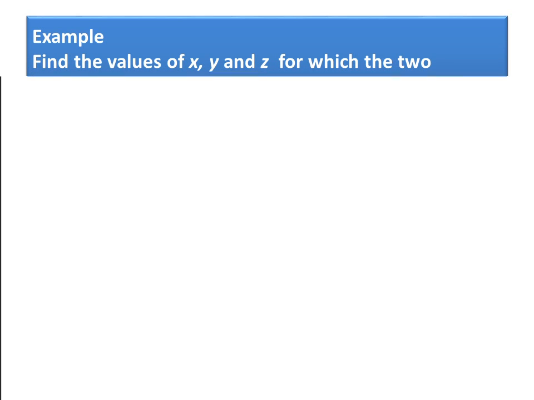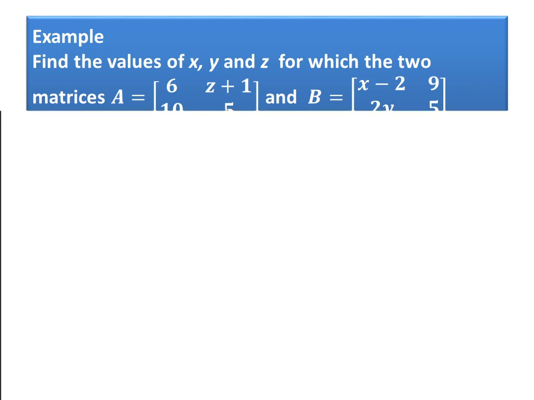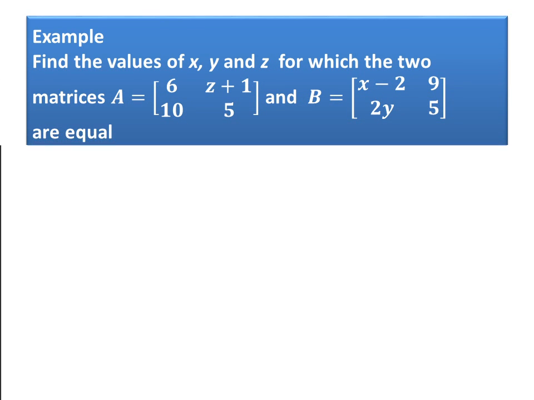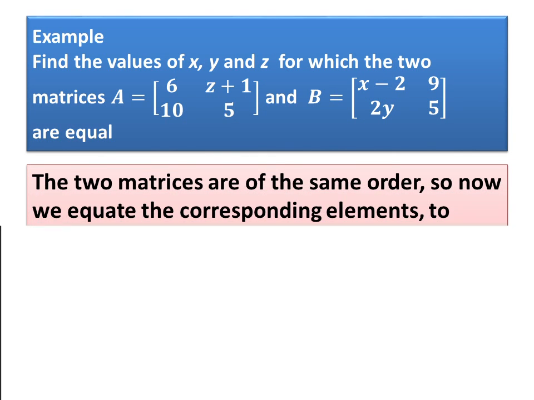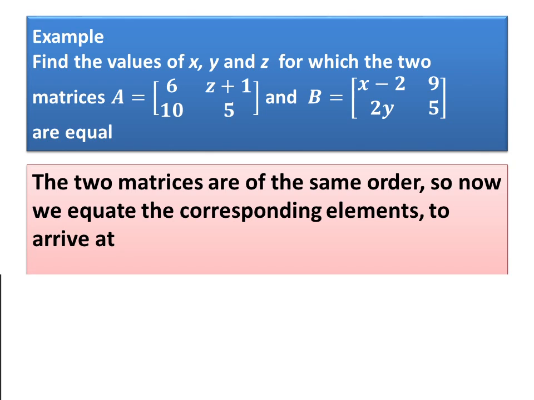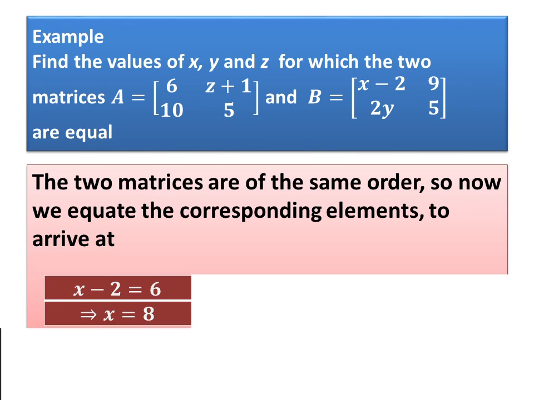Now we give an example. Find the values of x, y, and z for which the two matrices A and B are equal. We see A and B, both of them are 2 by 2 matrices, so they have the same order. Now we want to set the corresponding elements equal. So 6 in matrix A corresponds to x minus 2 in matrix B.